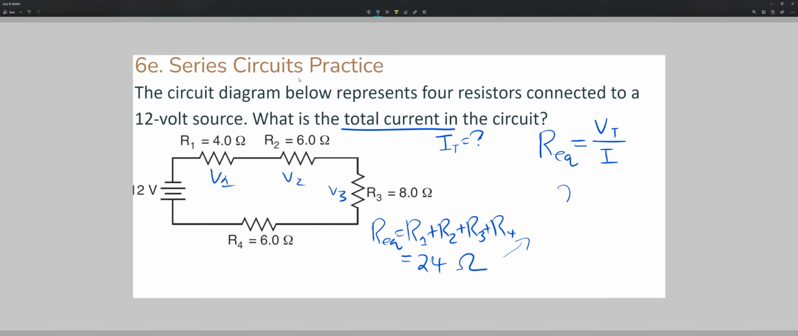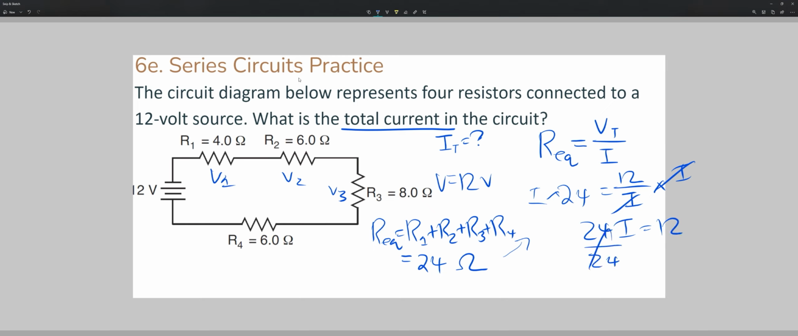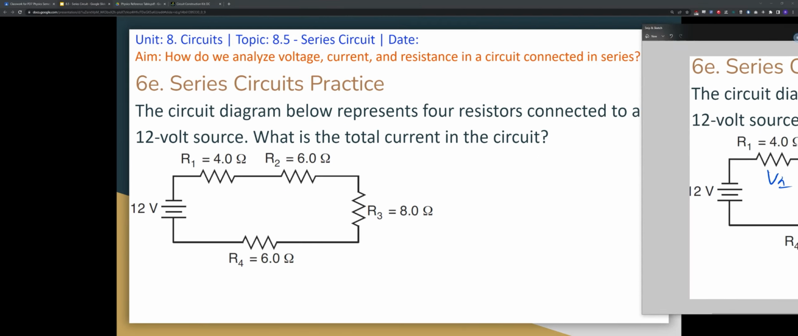And now all I do is substitute it. We know that my voltage is 12 volts. And so 12 is there, and then over I, and I is what we want to solve for. Multiply on both sides, 24I equals 12, so 12 divided by 24. And my current here is 0.5 amps. And that's my answer. That's my total current.